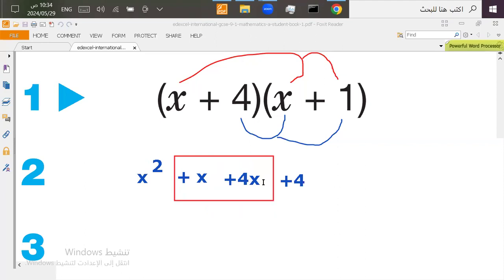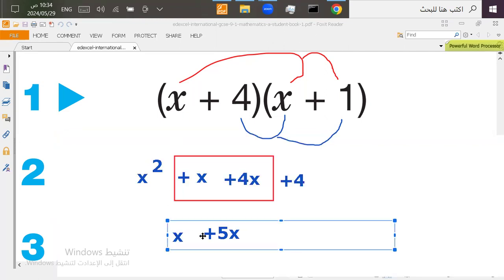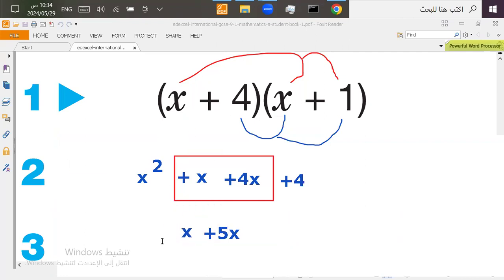So x plus 4x is going to be positive 5x. Focus on the signs because they are very important. And then the x squared will be the same, so x power of 2. And then the 4 will be the same, so plus 4. And this is how you expand and simplify brackets. So focus on the steps of expanding and then simplifying.